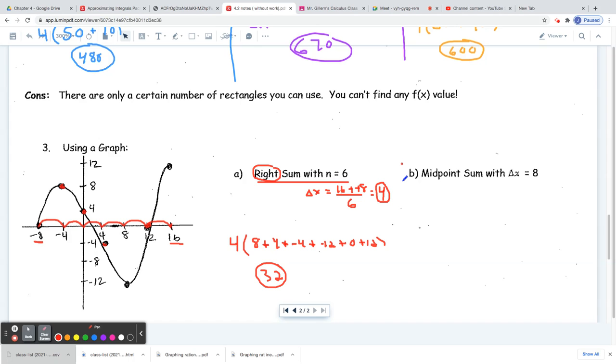All right. Last one that we're going to do today. Midpoint sum, delta x is 8, which means we're going to have from -8 to 0. That's the first rectangle because delta x is 8. That's how long the base is. Then we're going to go from 0 to 8, and then 8 to 16. All right. So based off of that, and it's the midpoint sum, see if you can set up what the area equation should look like and then what it actually equals. Go ahead and try that. Give you a minute.